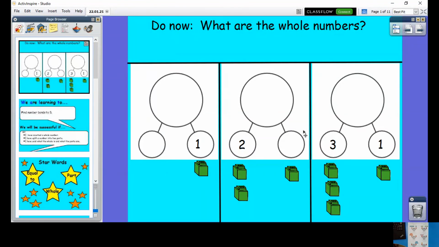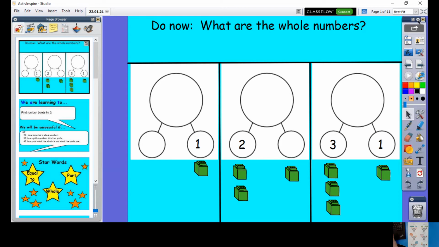Okay, let's get started with our do now. What are the whole numbers? Right, let's have a look at these. So, I've got a 1 over here. I don't have a cube over here. So what could be my whole number? Yes, it is 1. So I fill that one in. We can just put a 0 in there. So we know that 0 and 1 makes 1.